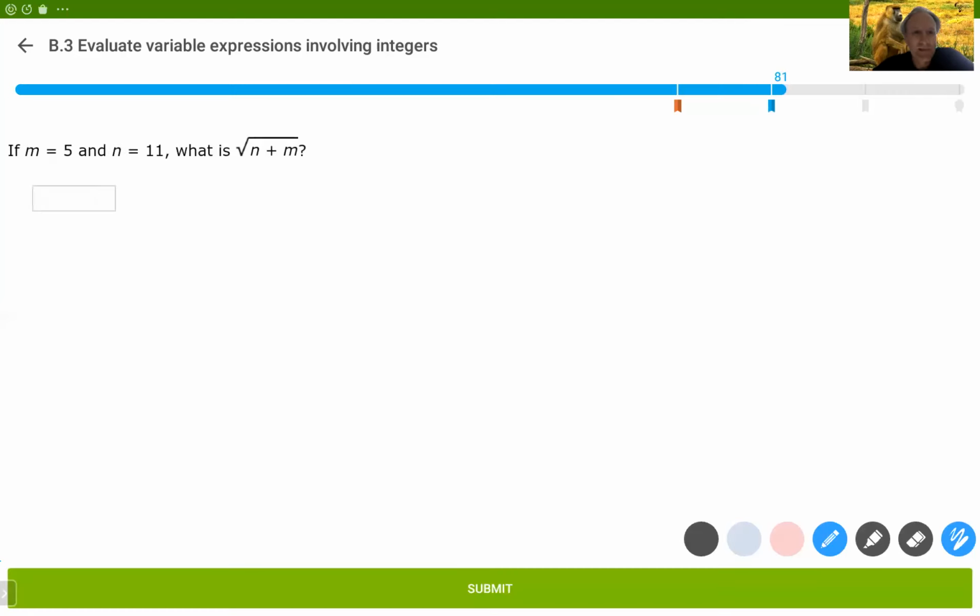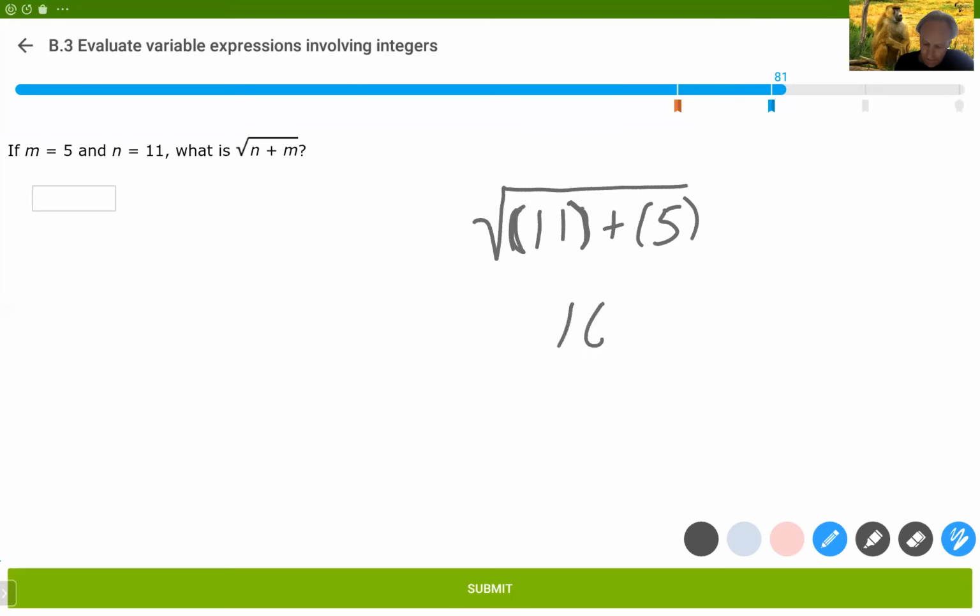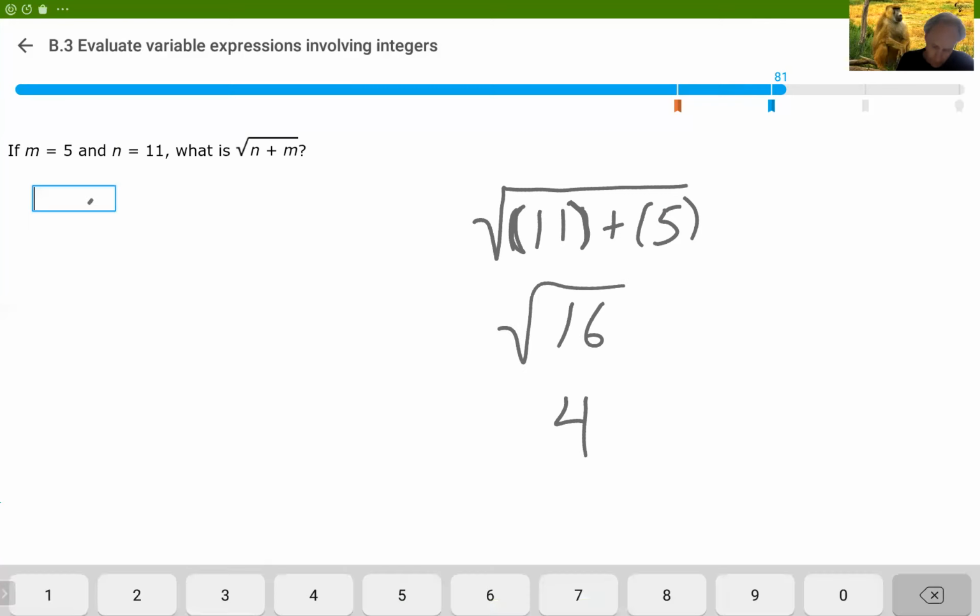We have a square root of n plus m. N is 11 plus m is 5. And again, I could put parentheses around these, but it gets confusing looking. It's supposed to be a parenthesis there. But we know that that's 16, and we're taking the square root, which is just the positive square root, which is 4.